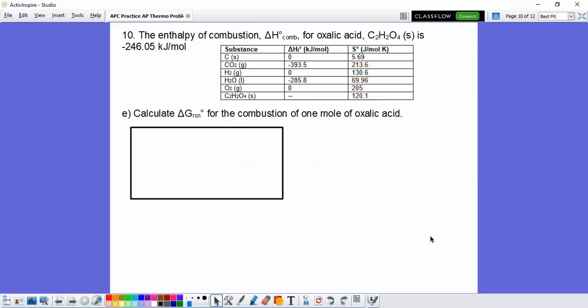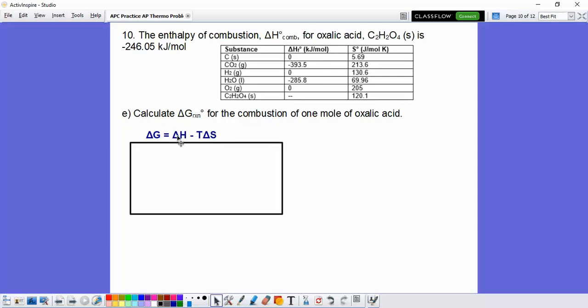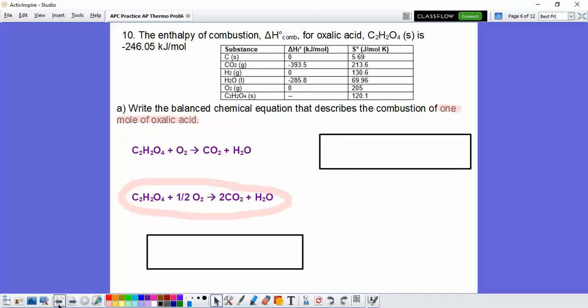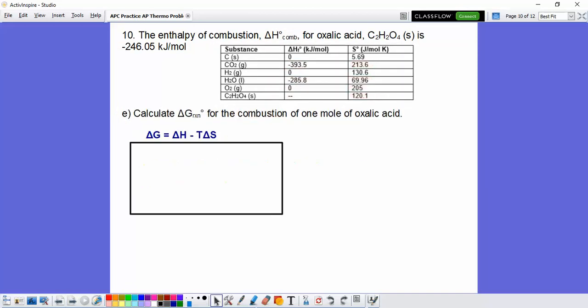All right. Now to find delta G, we're going to use the going home to supper equation. We have everything else. We were given delta H at the beginning of the problem. We just calculated delta S. We need temperature though. At no point has temperature been given, but remember this itty bitty degree sign right here means that we're at standard conditions. So unless the temperature is explicitly given, you can assume it's happening at 25 degrees Celsius, which is 298 Kelvin.